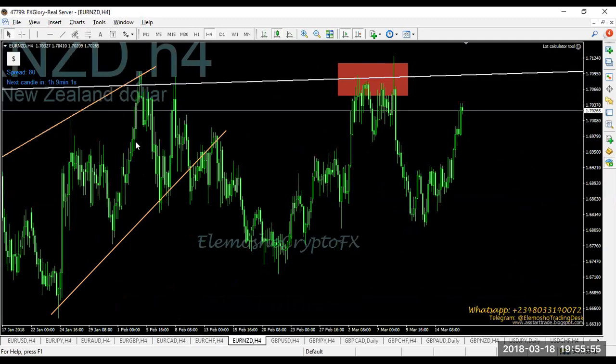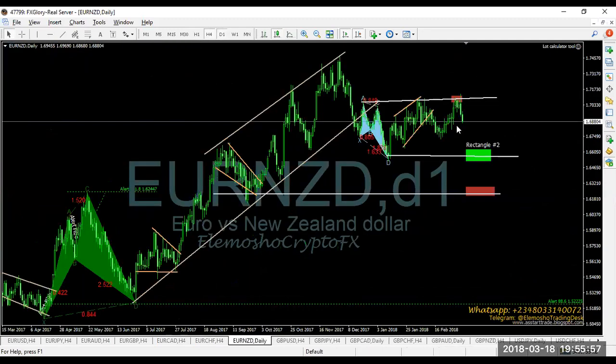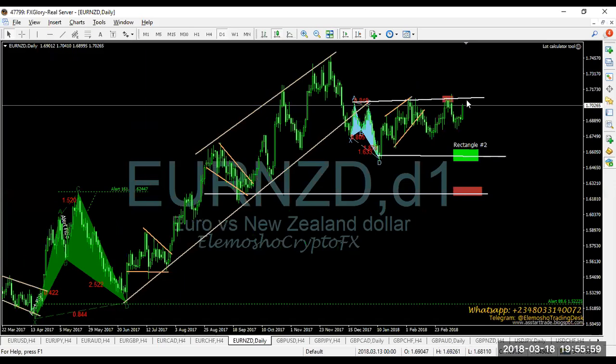So for the Euro New Zealand daily time frame, this is where we are. As expected, we are still trading in this setup. And what I can give you right now is this: price is giving us this flag pattern for us to go short. And we are not going to be going short now until price gets to this zone.